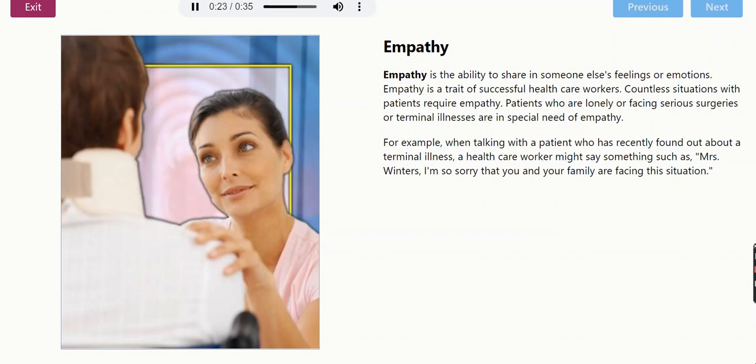For example, when talking with a patient who has recently found out about a terminal illness, a healthcare worker might say something such as, "Mrs. Winters, I'm so sorry that you and your family are facing this situation.